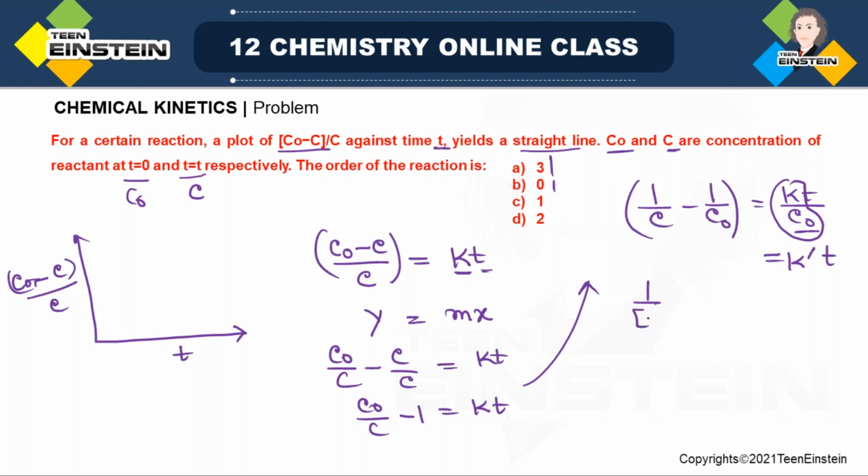So this is the expression of a second order reaction. Remember, this type of expression we have already seen: 1 by C minus 1 by C0 equals constant into t. So this is the expression for second order, which is clear. So which option will be correct? Second. Here it is asking the order of the reaction. We have options 3, 0, 1, 2. As it is matching the expression for second order, it will be option D.